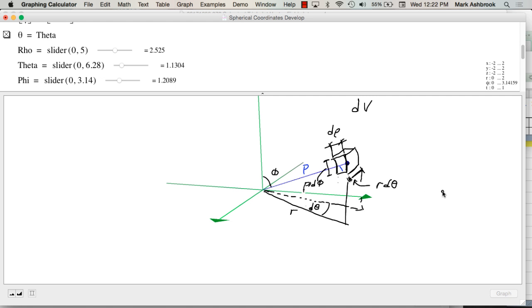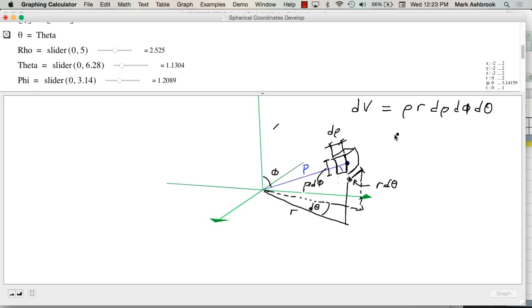So one dimension is simply d rho, that's just a little change away from the origin. And this one is going to be rho d phi, the radius times the change in the angle. And this will be r d theta, again, the radius times the change in that angle. Do you see it? So what is dv then? dv equals rho times r times, and the order will normally be d rho, d phi, d theta, that will be normally the order that we integrate in.